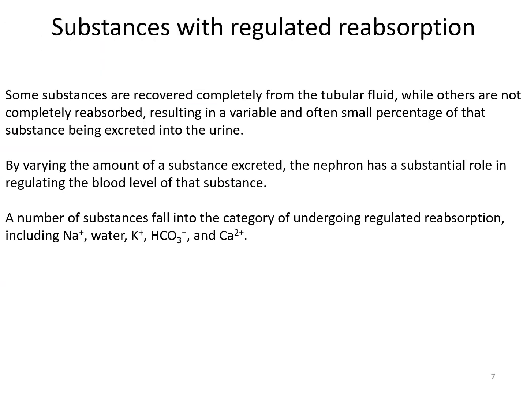Some substances are recovered completely from the tubular fluid, but others are not going to be completely reabsorbed. So sometimes they will, sometimes they won't, depending on certain factors. If it's not completely reabsorbed, that means that some of it's going to end up being excreted in the urine. So by varying the amount of a certain substance that is excreted, the nephron then has a substantial role in regulating the blood level of it. It's up to the nephron and the tubule system how much of this substance we are going to let stay in the body, and how much we are going to excrete with the urine.